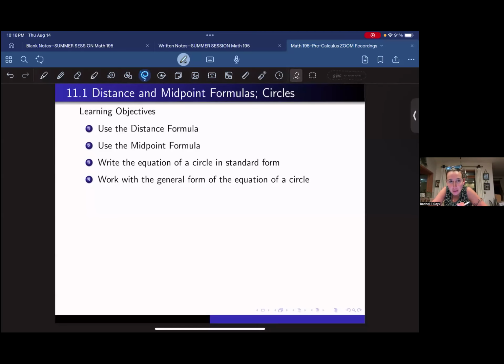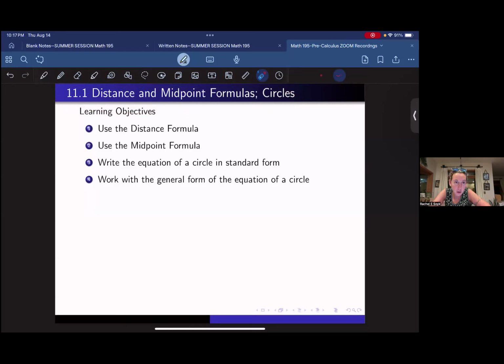So now we're going to jump into our chapter 11. And chapter 11, I will say, after chapter 8 and chapter 9 material, chapter 11 is kind of a breeze. We're back down to the easier concepts. And so this section 11.1 is going to focus on distance, midpoint formulas, and circles.